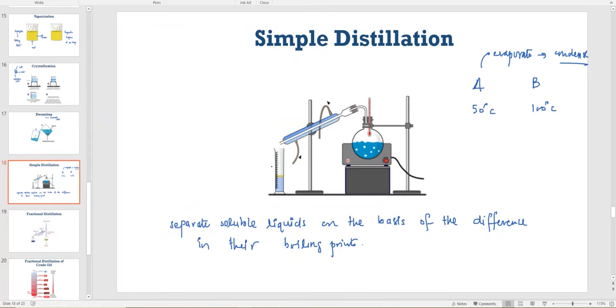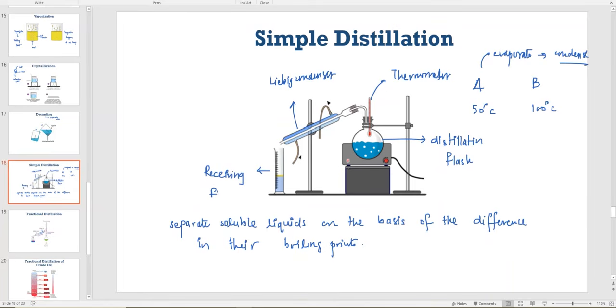There is only a minor difference, but the basic principle remains intact for both types of distillation. Let's label this diagram first. So this is the distillation flask, or round bottom flask. It's basically a round bottom flask, but we are calling it a distillation flask because it is being used in distillation. Okay, and this is a Liebig condenser. That's a thermometer that is used to measure temperature, that we studied in last class. And this is the receiving flask.